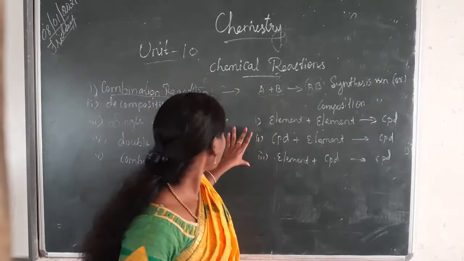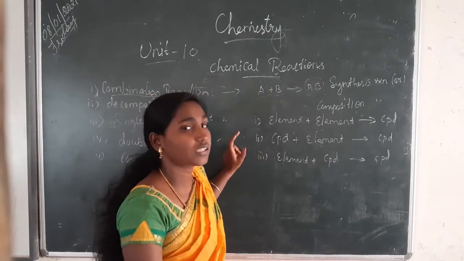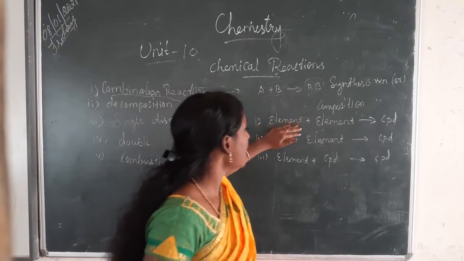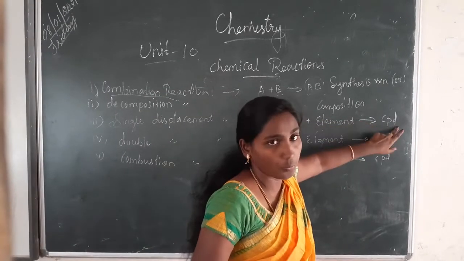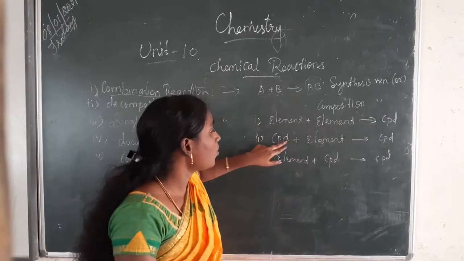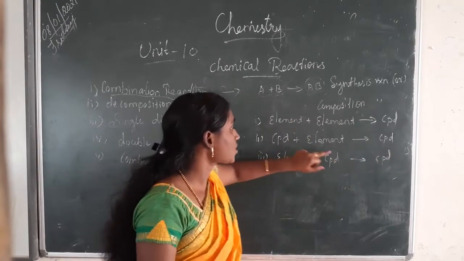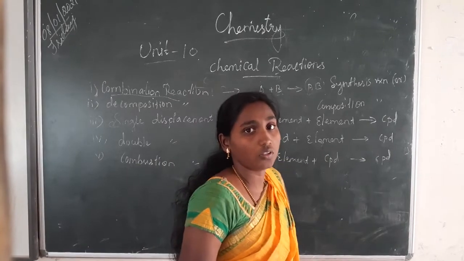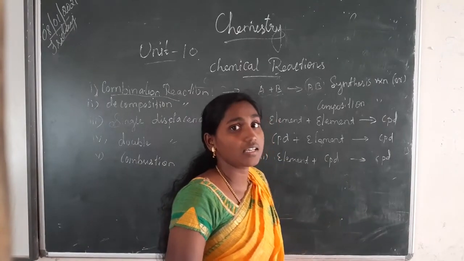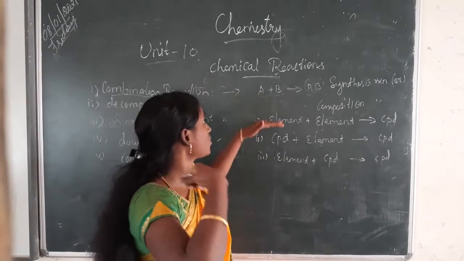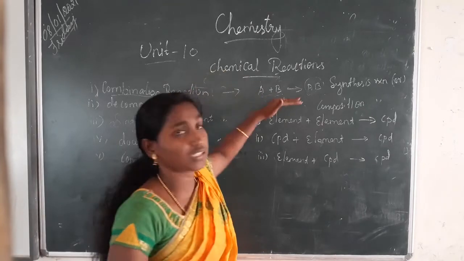So what are the three classes of this combination reaction? Element, compound. Then compound, element, compound. Then element, compound. Okay, these are the three classes. You can see the equation for this combination reaction.